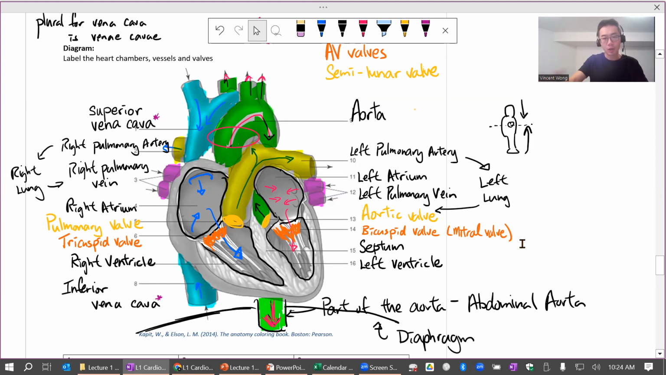So what is the function of the semilunar valve? They prevent the blood from going back into the ventricles. You can follow the arrows: the blood goes through the valves and into the pulmonary artery, and the valve stops it from leaking back. Same thing on the left side. That's all the labels.